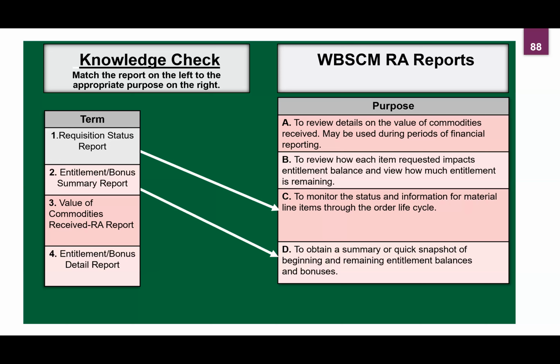And then value of commodities received report. This is to review details on values of commodities received, and it may be used during periods of financial reporting. So keep that in mind for the value of commodities received report. And then the last one is going to be the entitlement bonus detail report. This is to view how each item requested impacts entitlement balance and view how much entitlement is remaining.